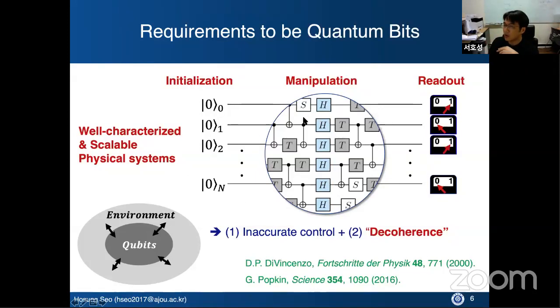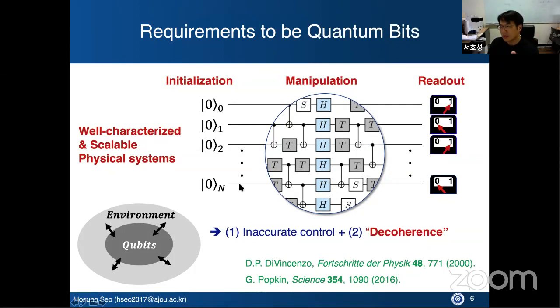Then you need to know how to operate a unitary transformation on these qubits. In theory, it's simple. You just apply a unitary matrix, right? It's just matrix operation, but you need to know how to do it experimentally with high fidelity. And at the end, after you finish your quantum manipulation, you have a qubit state, right? But then you need to know how to read out the final state of your quantum system experimentally.